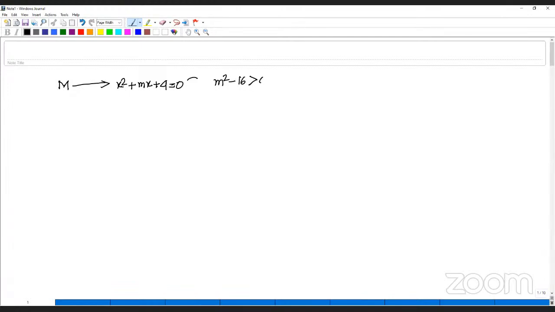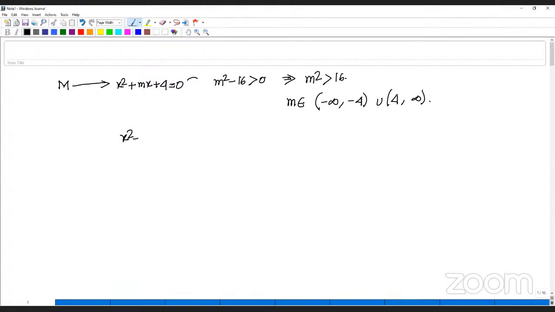Greater than 0. That means m square is greater than 16. So m is greater than 4 or less than minus 4. So the value of m is basically minus infinity to minus 4 union 4 to infinity, right?